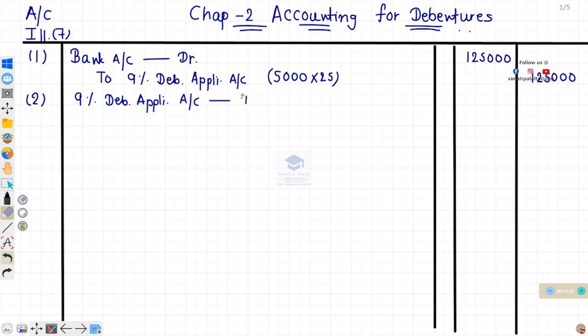Simply, instead of share you have to write debenture. But we will do as it is. The percentage is compulsory to write. This percentage will show the interest to be paid on debenture.